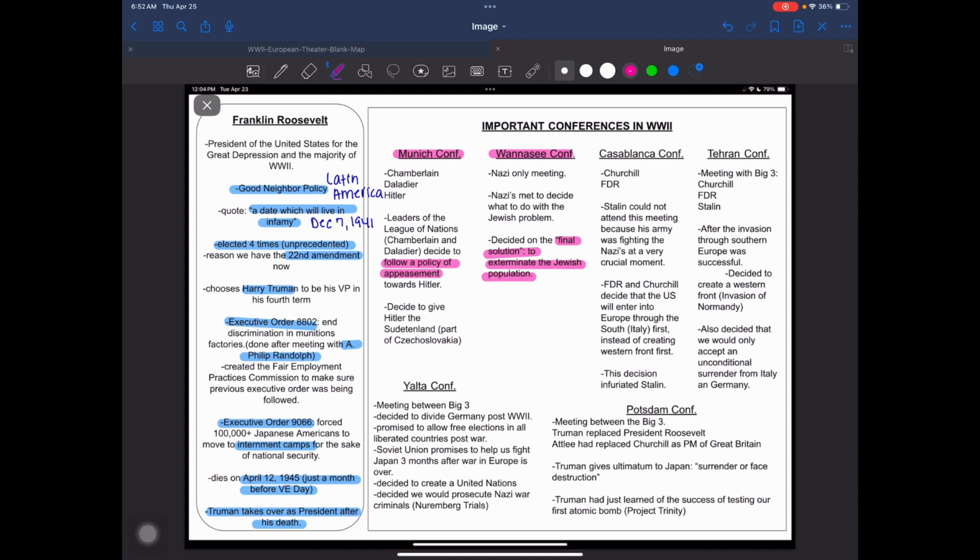The Casablanca Conference, again, I'm hoping I'm saying these right. This is going to be between Churchill and FDR. Now, Stalin could not attend this meeting. At this point in time, he has been betrayed by Hitler with the Non-Aggression Pact. Hitler has invaded the Soviet Union, and we are in an alliance with Stalin fighting against Hitler. But he cannot come because he's a little preoccupied with the Nazis in his country at the moment.